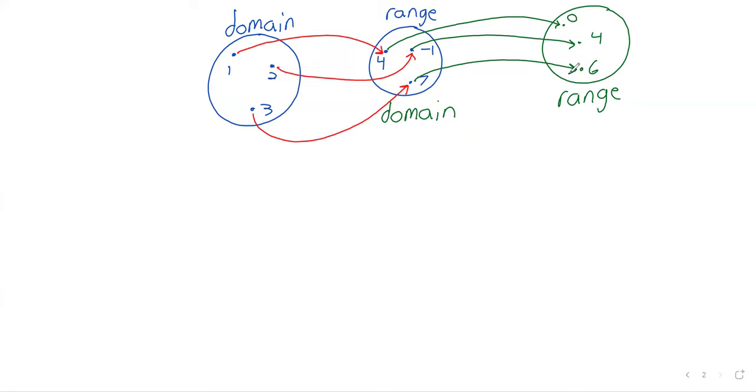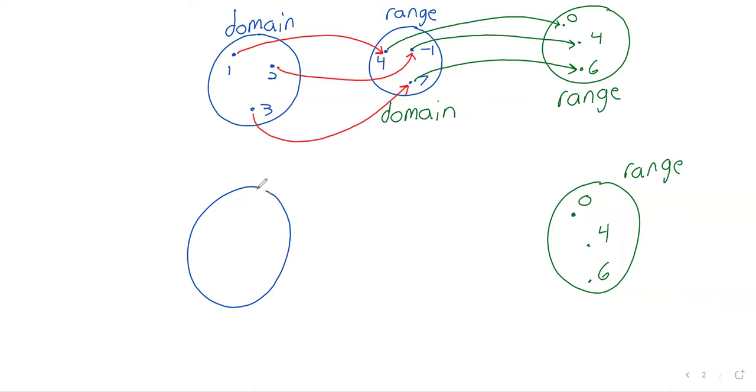It probably seems pretty artificial the way I have it laid out, but this shows up a lot in very applied contexts. And the composition of these two functions is found by following the arrows. So it's going to be a function that has a range of 0, 4, and 6, and a domain of 1, 2, and 3.